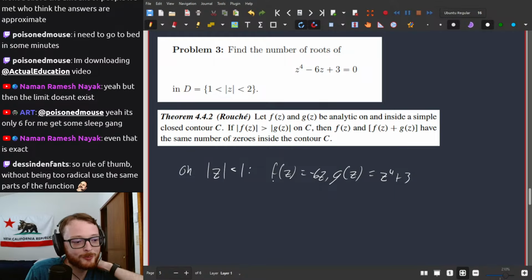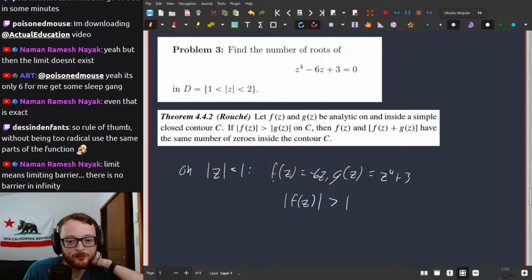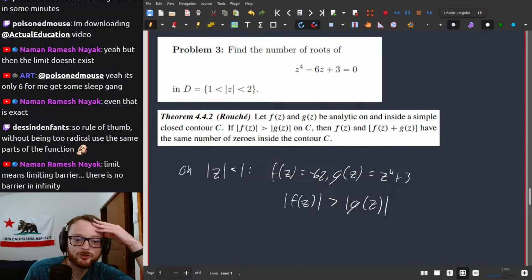Yeah, it doesn't. I think you definitely want to use the parts of the function. That's going to be the most clear way to use Rouche's, I think. I want to say it's true that |f(z)| is greater than |g(z)|. It feels right. I don't know how you really show it.